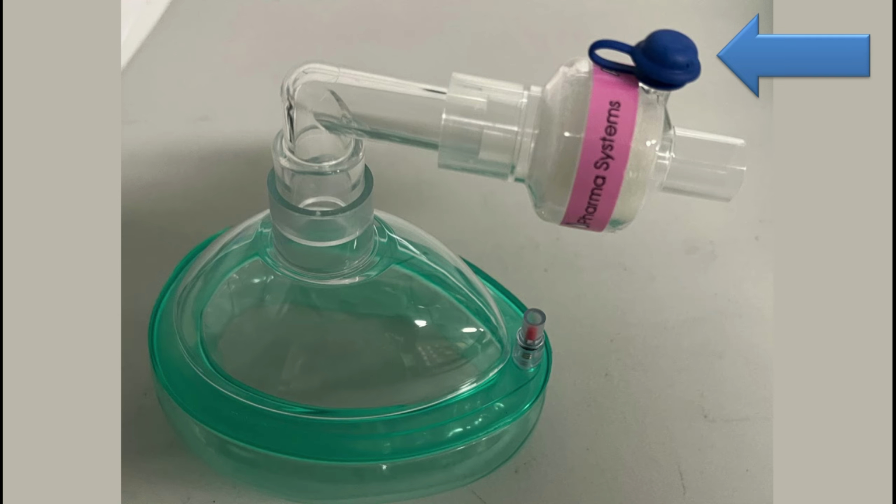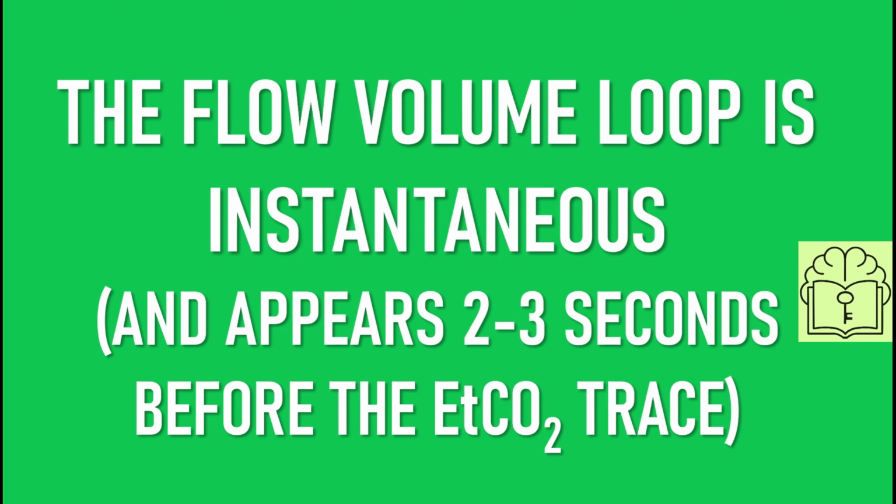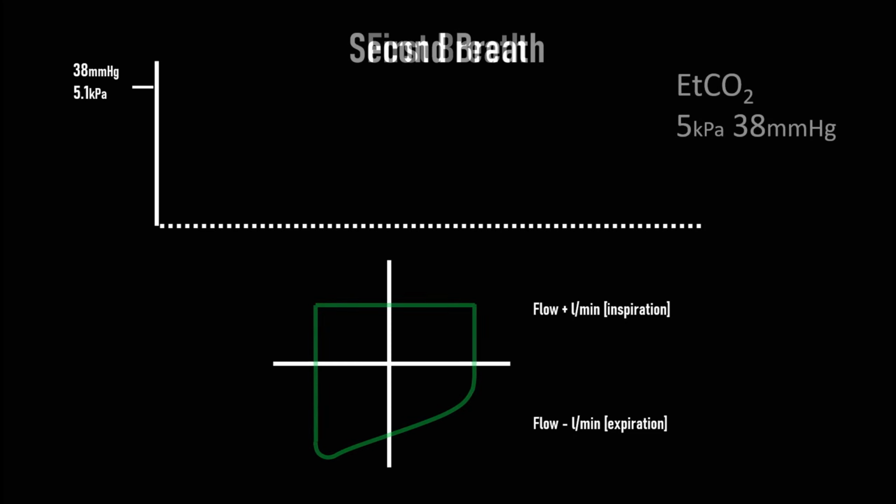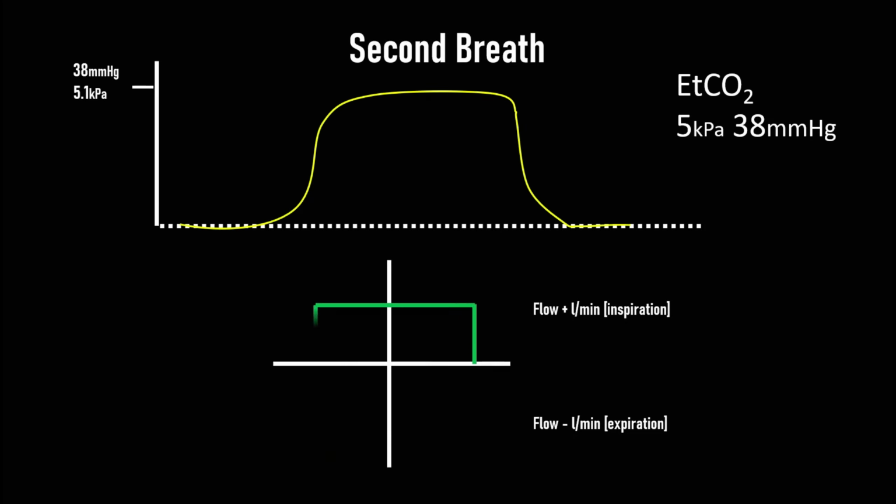But I want to make a point about flow volume loops. I think they're awesome. The flow volume loop is instantaneous and it appears 2 to 3 seconds before the end tidal CO2 trace. We are going to intubate a patient and put them straight on the ventilator. As soon as the first breath is delivered, you have a flow volume loop, but there is no CO2 trace. Just before the second breath, the CO2 trace appears for the first breath, followed by the flow volume loop of the second breath.